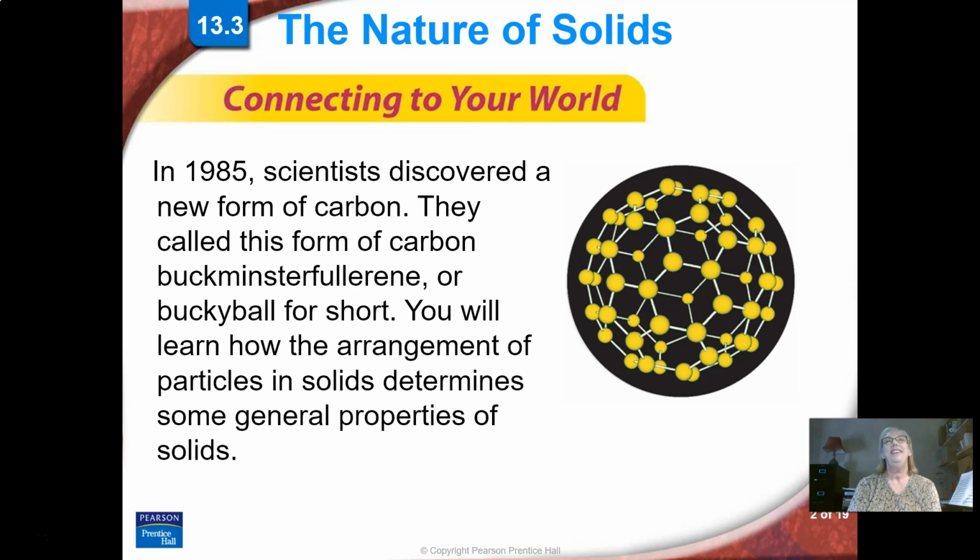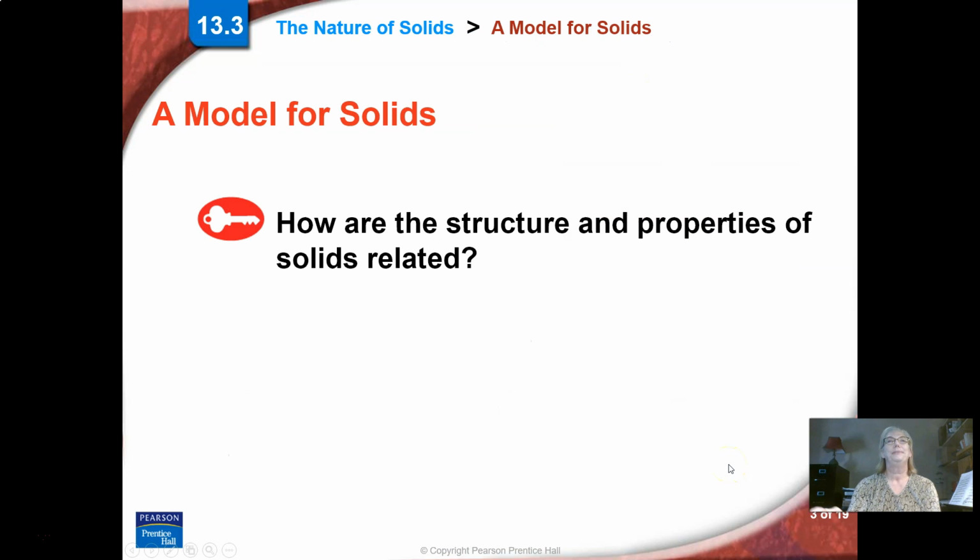Back in 1985, chemists came up with this cool way of taking carbon and changing it into this round buckyball thing. And so we're going to talk about how solids are arranged and some general properties about solids. So this is a really cool thing. They're trying to use this a lot in new applications. So chemists always do that. They try to make cool designs out of chemicals.